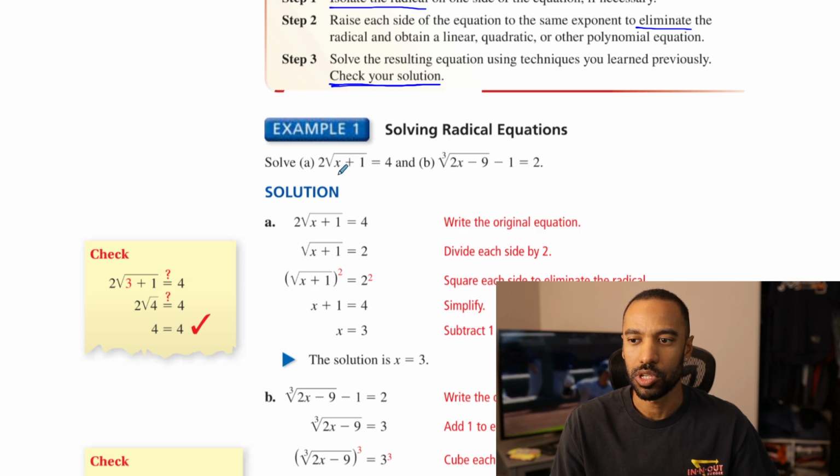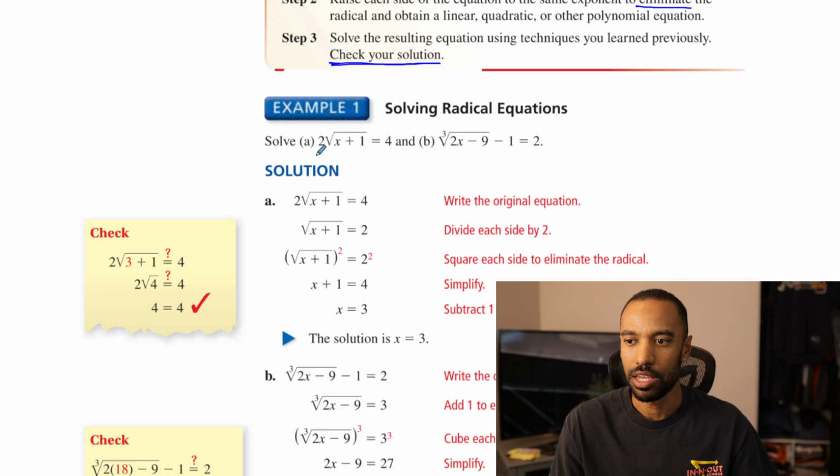So, two examples. Oh, it's the same example here, same equation. To solve this thing, step 1 is to isolate the radical portion. This square root of x plus 1 we have to get by itself.